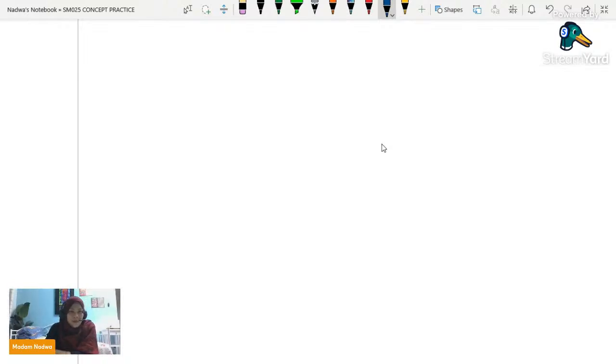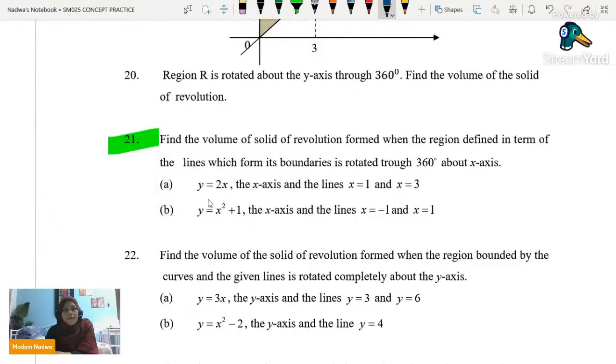Sebelum saya membebel lebih lanjut, jom kita buat soalan nombor 21. Okay, apa beza soalan nombor 21 dengan 18 tadi? Kat sini dia bagi function linear pula. Okay, saya tak tunjuk soalan dia. Okay, find the volume of the solid of revolution form. Okay, jangan takut dengan ayat panjang-panjang untuk soalan tu.